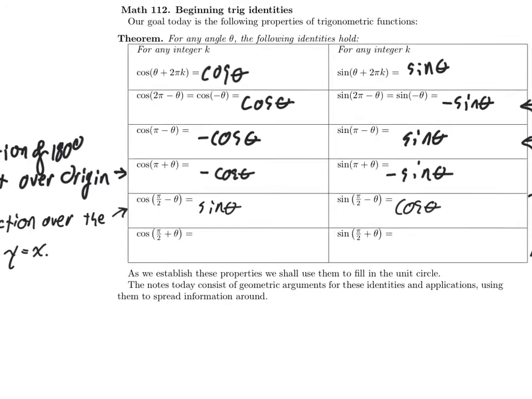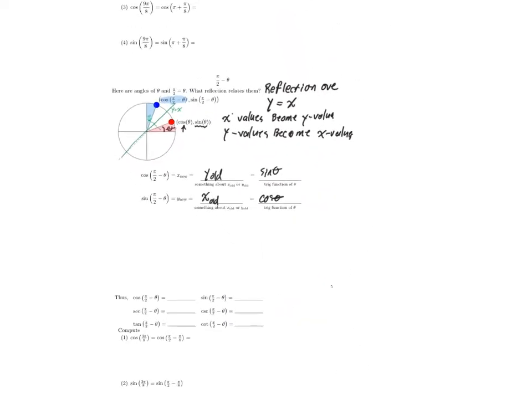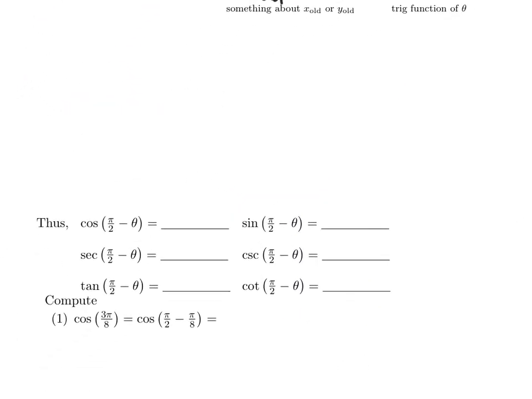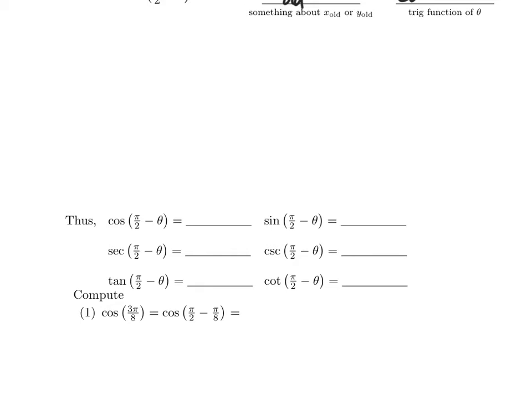Neato. So now going all the way back down, let's use that to compute other trig functions. So we know what cosine and sine do when you do this. Cosine of pi over 2 minus theta is the same as the sine of theta. Sine of pi over 2 minus theta is the same as cosine of theta. Maybe I'll do secant.